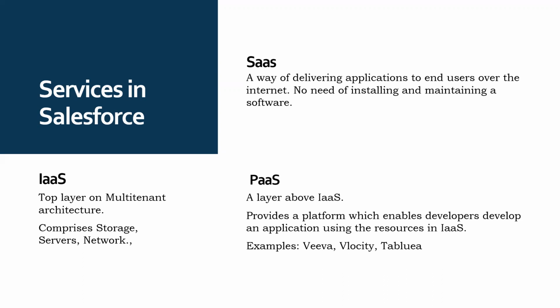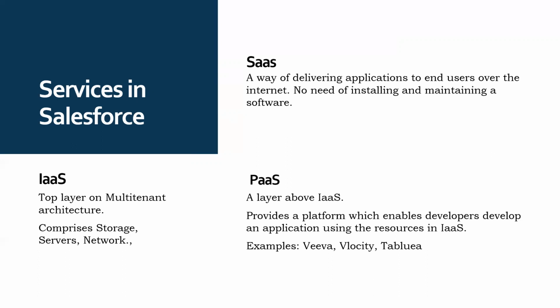And if you see PaaS, here it comes. The Velocity comes into the PaaS section. PaaS is a layer above IaaS. It provides a platform which uses Salesforce, and it provides a platform to a developer to develop an application. Examples: there is not only Velocity, there is Viva and Tableau. Viva is a pharmaceutical application which is only available in iOS applications. I think it is available in mobile and iPads. And Tableau is another reporting tool.